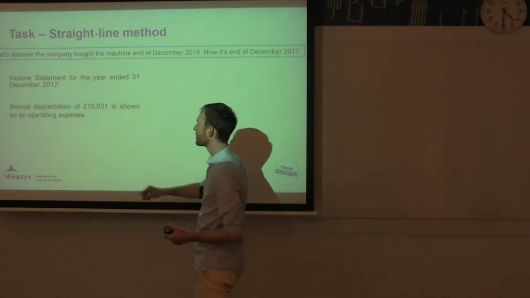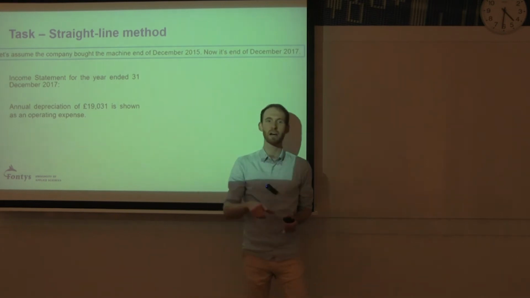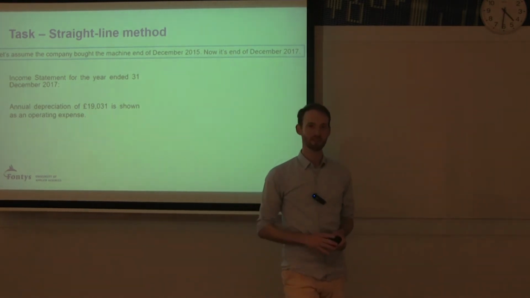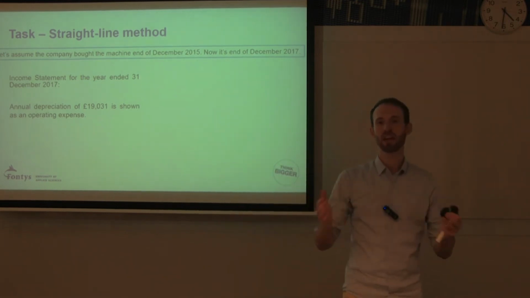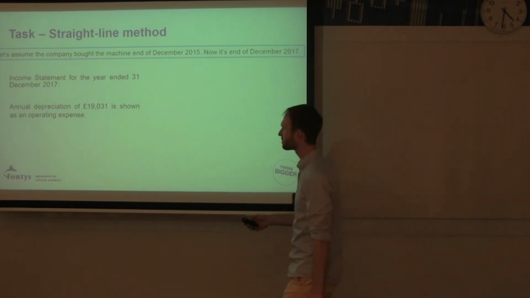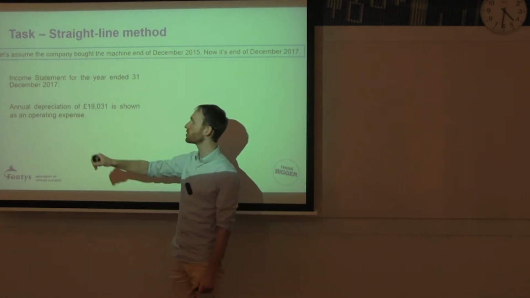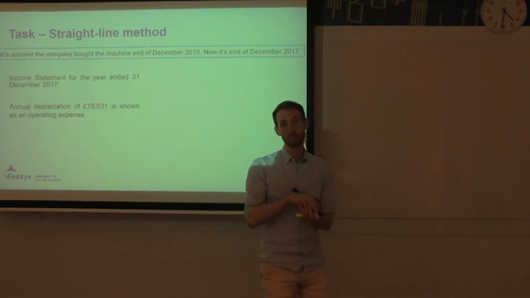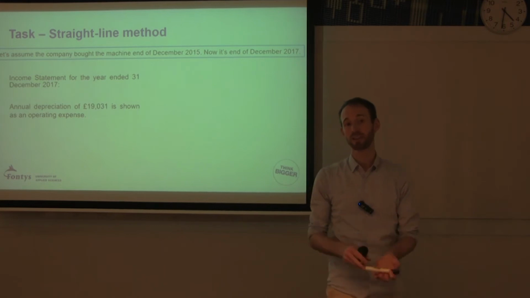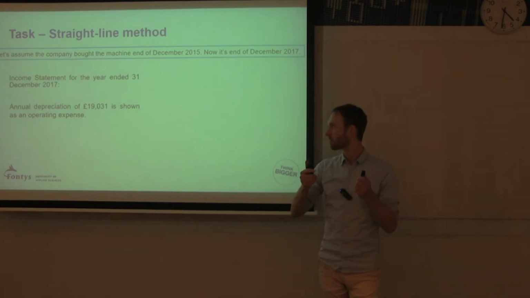The annual depreciation of 19,031, which you also just calculated on the last slide, is shown as an operating expense, a kind of day-to-day business expense. And not the double amount is shown, because we just look at the income statement for one particular year. So only one depreciation is relevant. It's not the total depreciation, but just the yearly one.